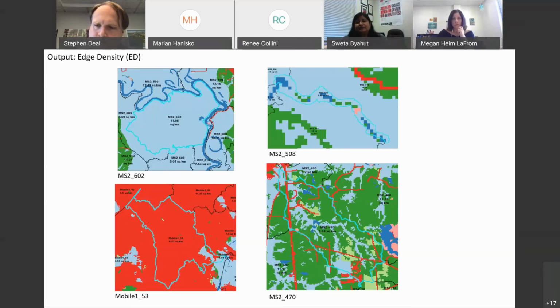Low values are on the left of the screen and high values are on the right side of the screen. A large value of edge density for a green infrastructure land cover class would be expected to reduce the mean and peak runoff because of the increased complexity and convolution. Next slide, please.